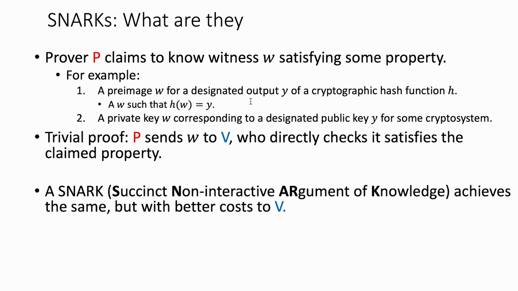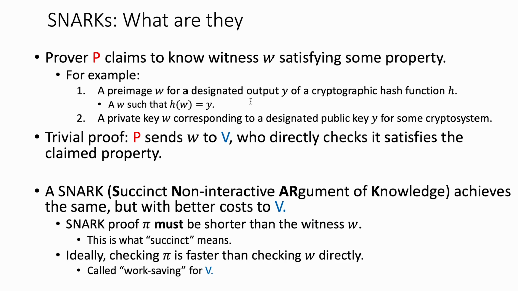So what a SNARK does is achieve the same goal, but with hopefully much better cost for the verifier. This is a funny acronym. It stands for Succinct Non-Interactive Argument of Knowledge. Let me tell you what each of these letters means. Succinct means that the SNARK proof must be shorter than the witness W. There's a trivial proof, which is just the witness, so anything that's shorter than that, I'm going to call succinct. In the research literature, some authors will reserve it to mean logarithmic in W or even smaller than that. I just think anything non-trivial should be considered succinct.